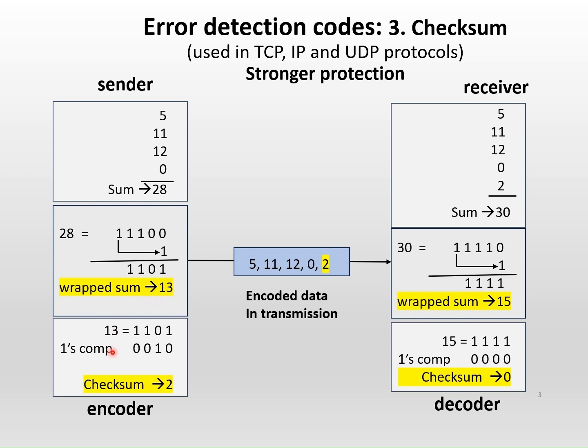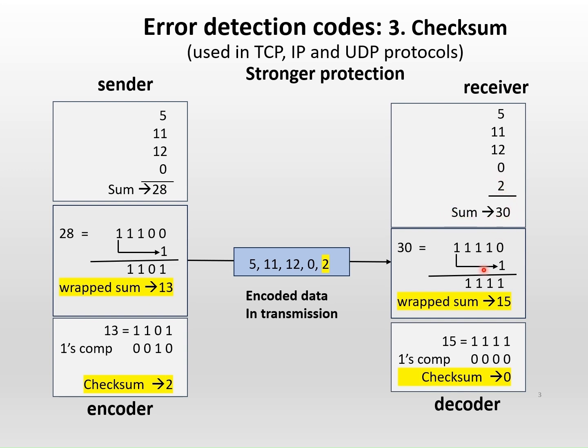And then in the third step, the ones complement of that wrapped sum is taken, and that is called the checksum. Now, along with the 4 data words, this checksum is getting transmitted. When the receiver receives these 4 data words and the checksum, the receiver will also add all of them, even the checksum. So the receiver is adding 4 data words and 1 checksum.